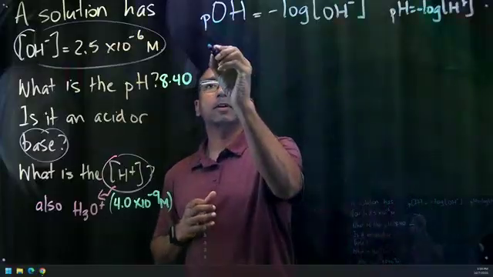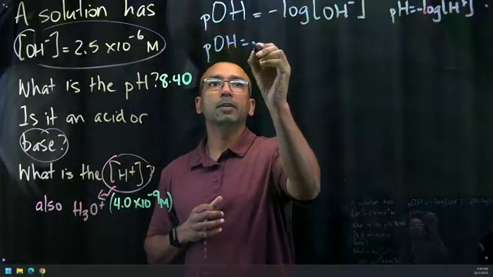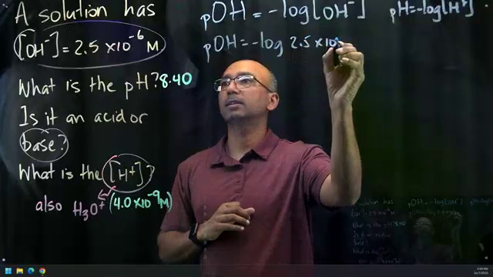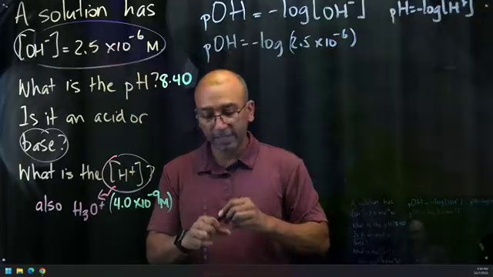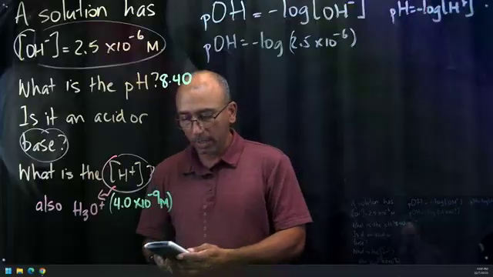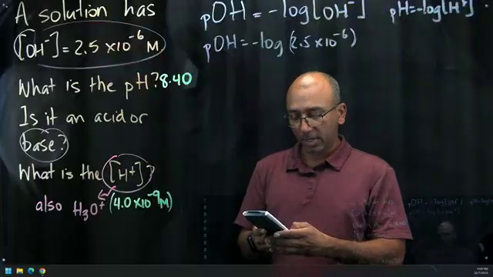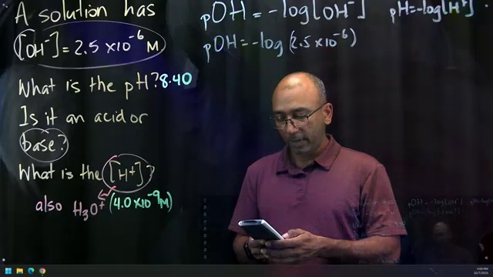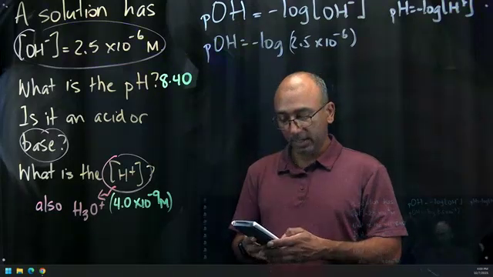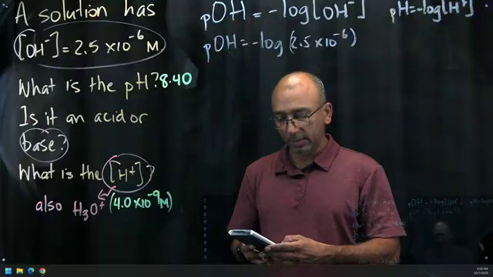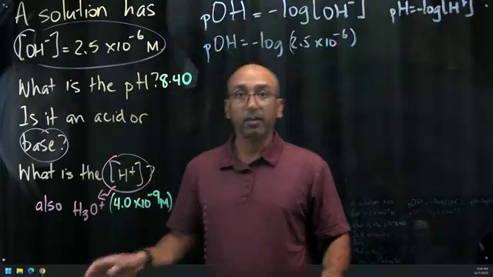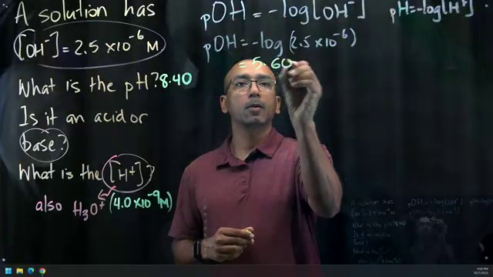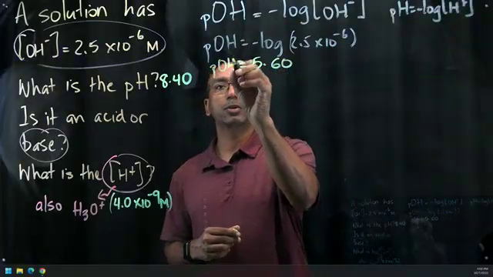So if I take the negative log of this, my pOH would be the negative log of the OH minus concentration, so that's 2.5 times 10 to the negative 6. If I stick that in my calculator, negative log of 2.5 times 10 to the negative 6, and then I close my parentheses, that's going to give me a value of 5.60. Okay, and that is going to be my pOH for this solution.